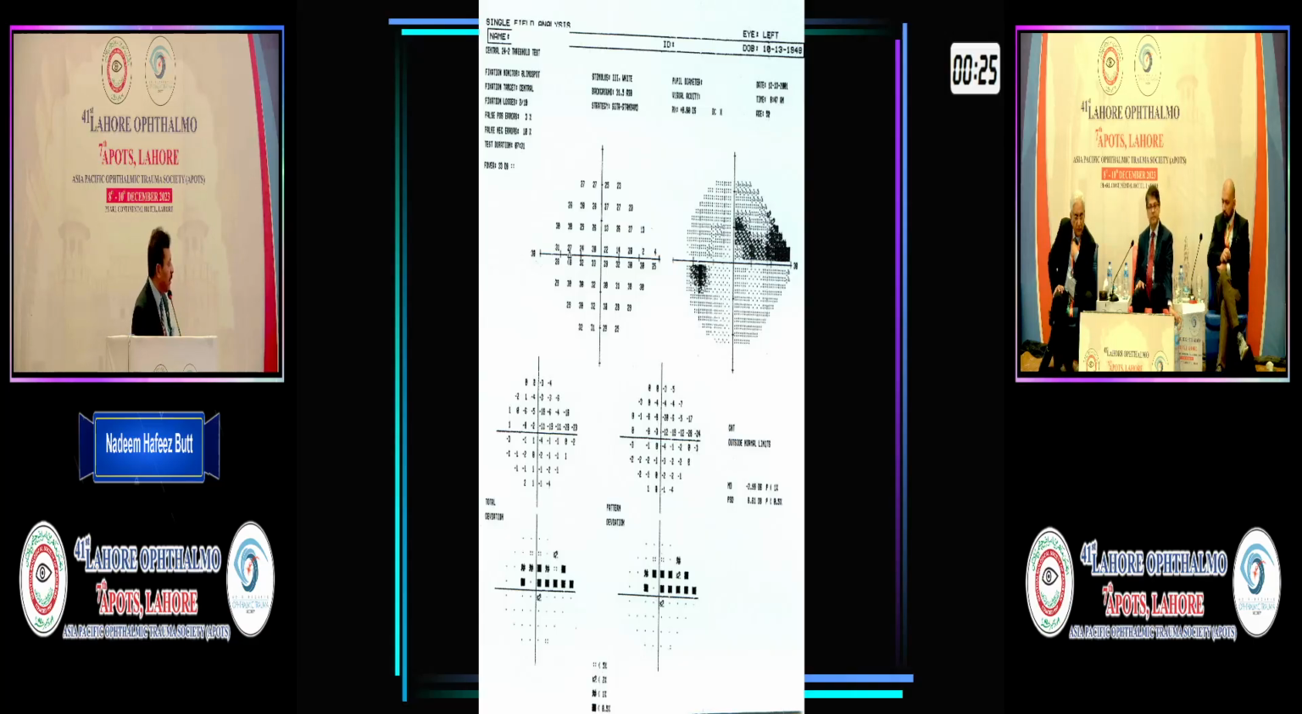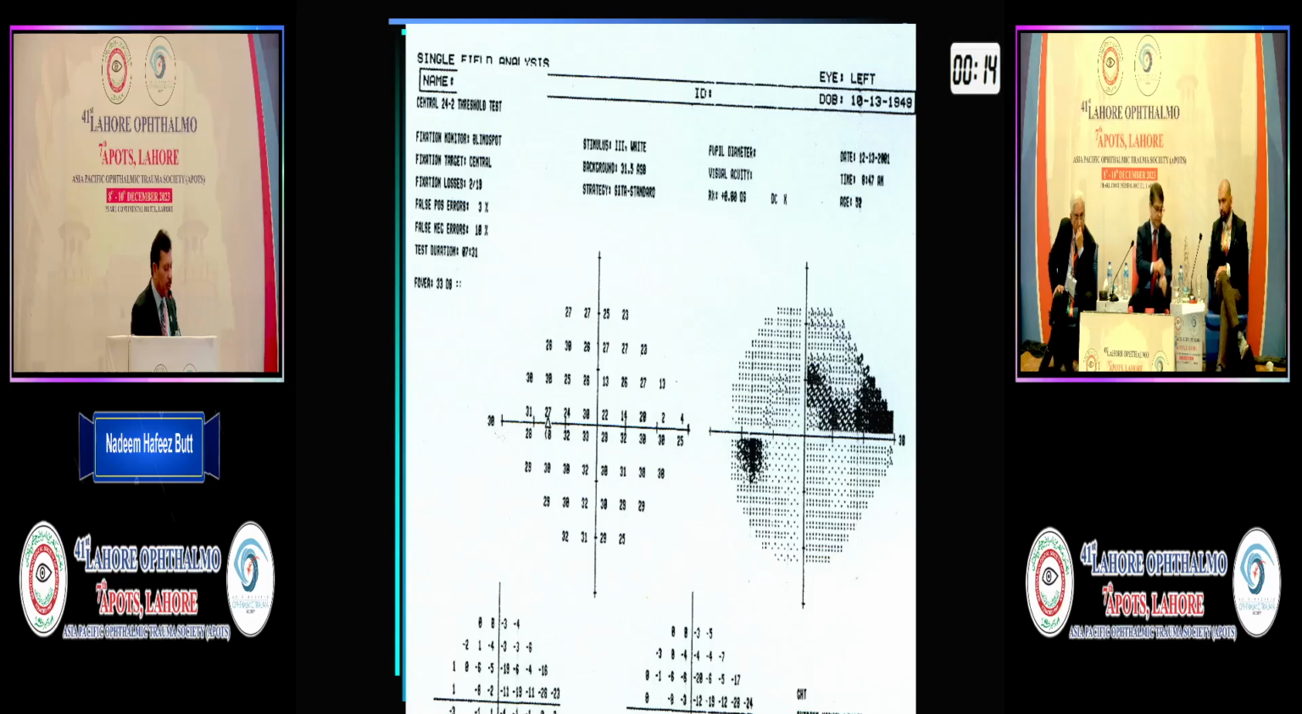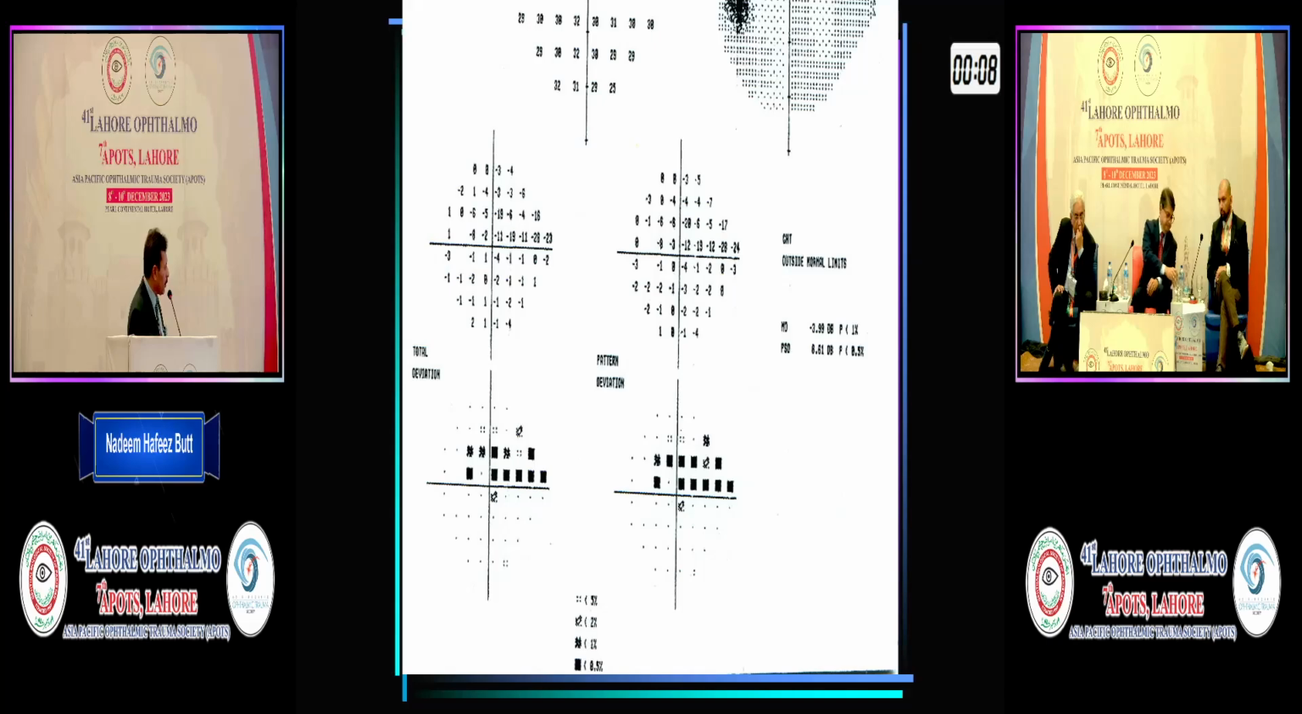So you also see the grayscale, but important things are the total pattern deviation plots and total deviation plots, and mean deviation you have to calculate. So in these reports, you can see these are the fixation losses, which are the reliability indices, and these are the global indices here on this side. And you see the numerical scale, and then you see the deviation from the normal scale from the total deviation plots, and then pattern deviation plots show those changes that are excluded from the report in the form of refractive errors, in the form of media opacities, and the pupil size.